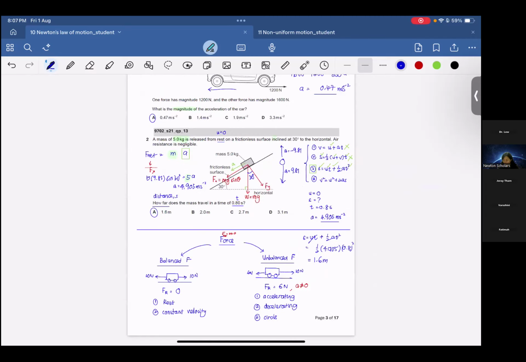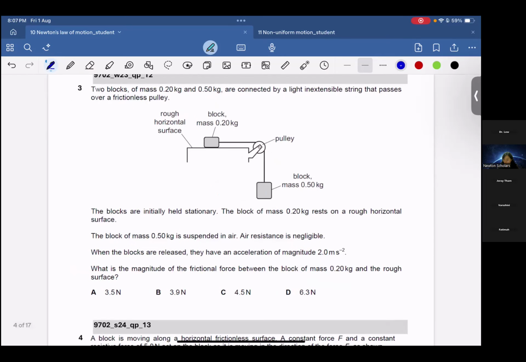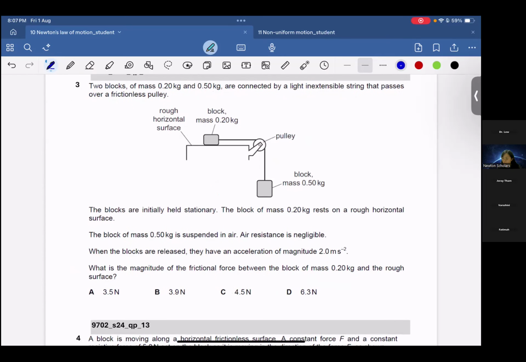So here, page number 4, two blocks. We are also using our knowledge about F equals MA to solve this question. One block is 0.2, another one is 0.5. There is a frictionless pulley, that means no friction. The blocks are initially held stationary. The block of mass 0.2 kg starts at rest on a rough surface. Rough means it will have friction.